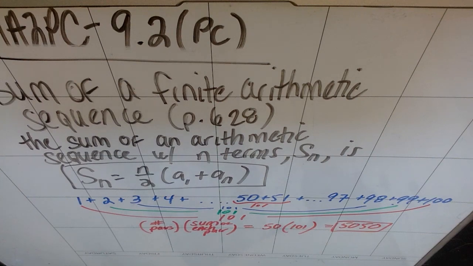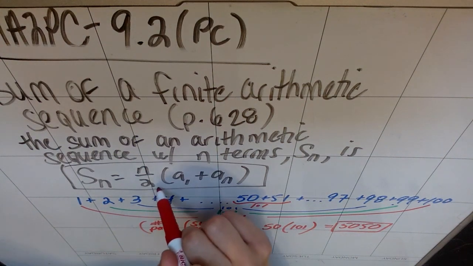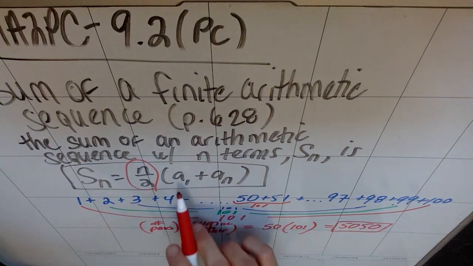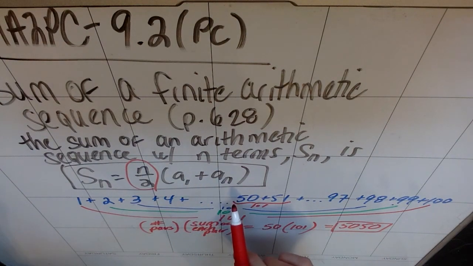Now let's look at that formula and see how that works with the arithmetic formula we have. Notice that that's basically what this is saying too. The number of pairs would be n divided by 2, and a sub 1 is the first term, and a sub n is the last term, right?